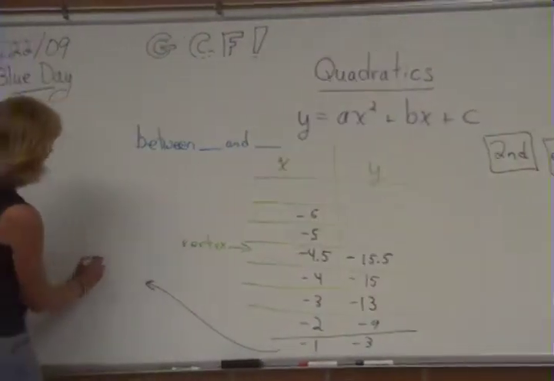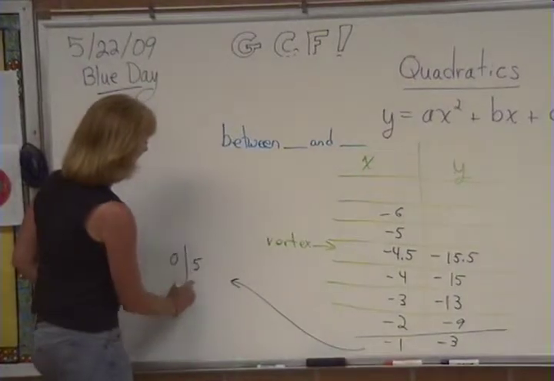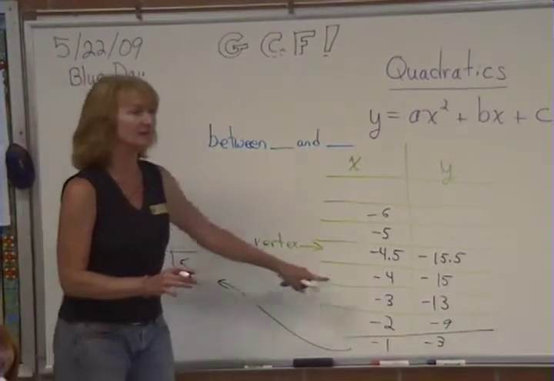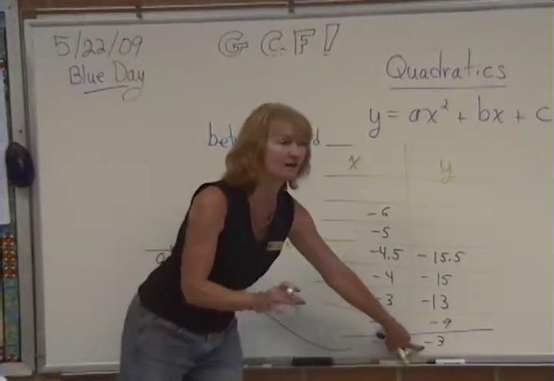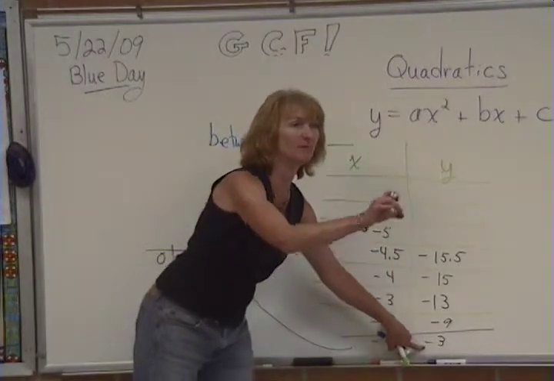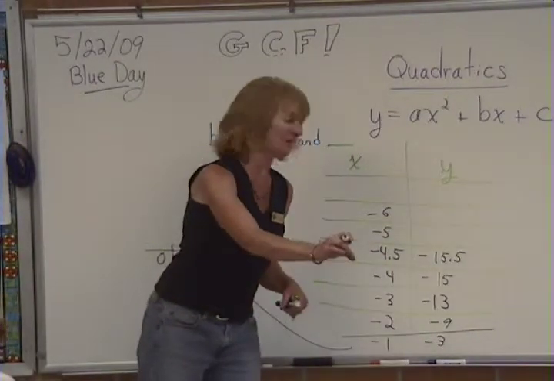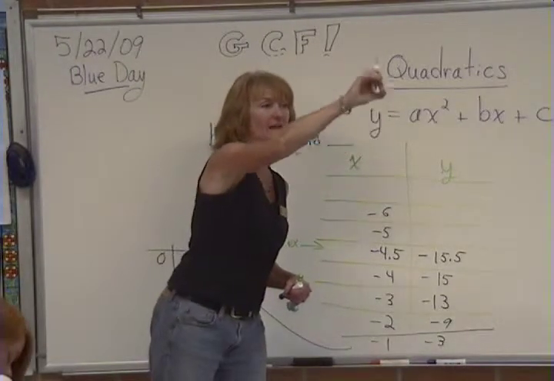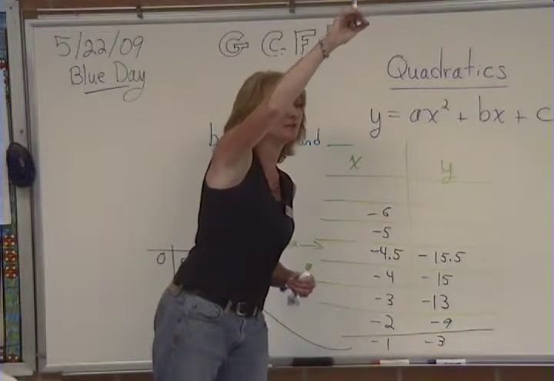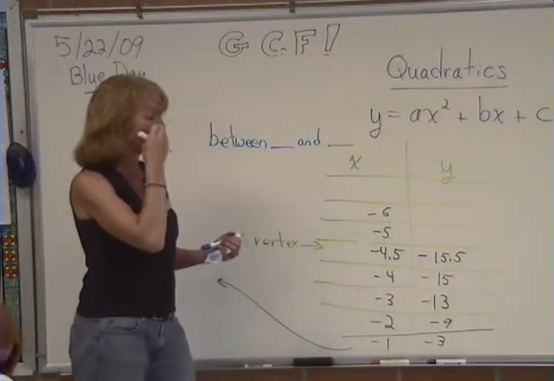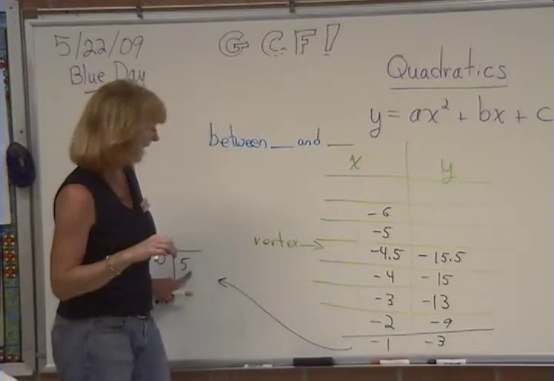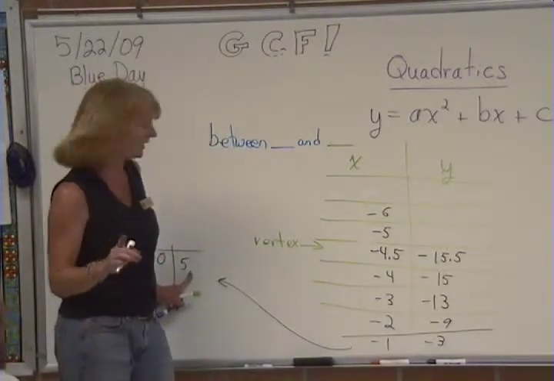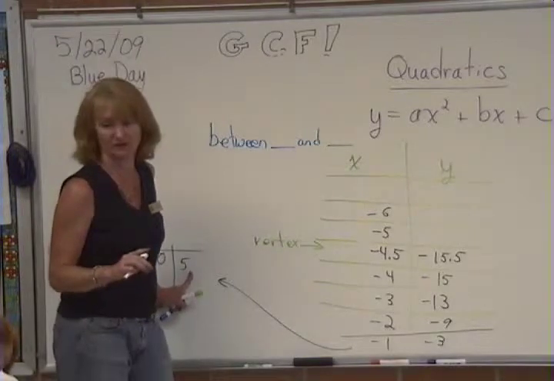If we went from 0 and we got 5 out, what has happened in our table? Our y values have been coming up and up and up. They started at negative 15, they went negative 13, negative 9, negative 3, and then it has to pass through the x-axis in order to get up to 5. So your root is somewhere between negative 1 and 0.